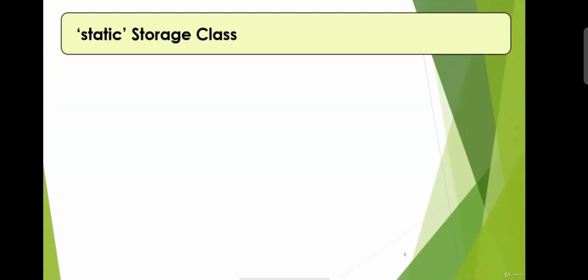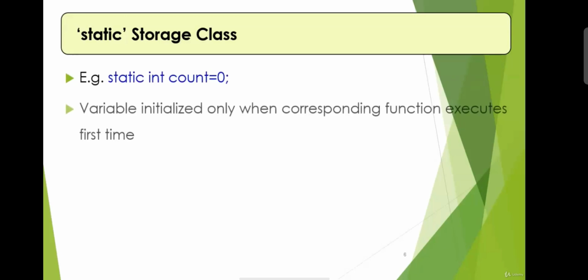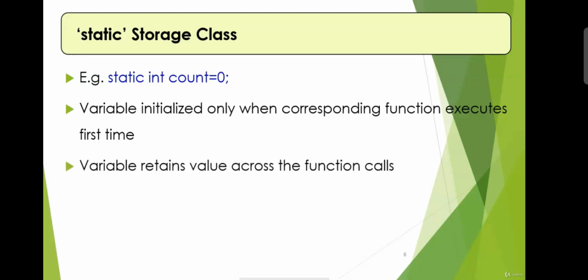Let's discuss the last storage class, that is static. We can declare a static variable like this. Static is the keyword, int count equal to 0. Static variables are initialized only when the corresponding function executes the first time. Very importantly, a static variable retains the value across the function call. That is not happening in the case of automatic variables.